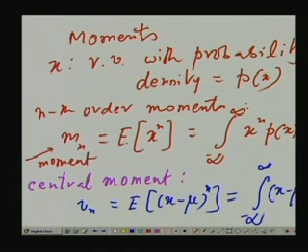Then instead of taking x or x minus mu, sometimes we take their mod values. If I put a mod here, mod x or mod x minus mu, then those are called absolute moments.